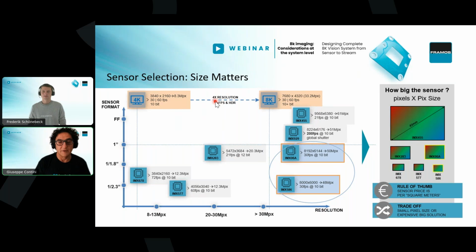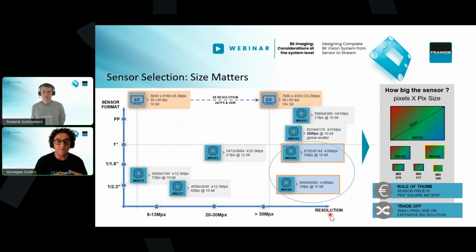What we have on the market, there are some sensors. We are very close to Sony, and mainly they produce some very nice sensors. But here I want to give you an overview on the trade-off: image sensor format and resolution.